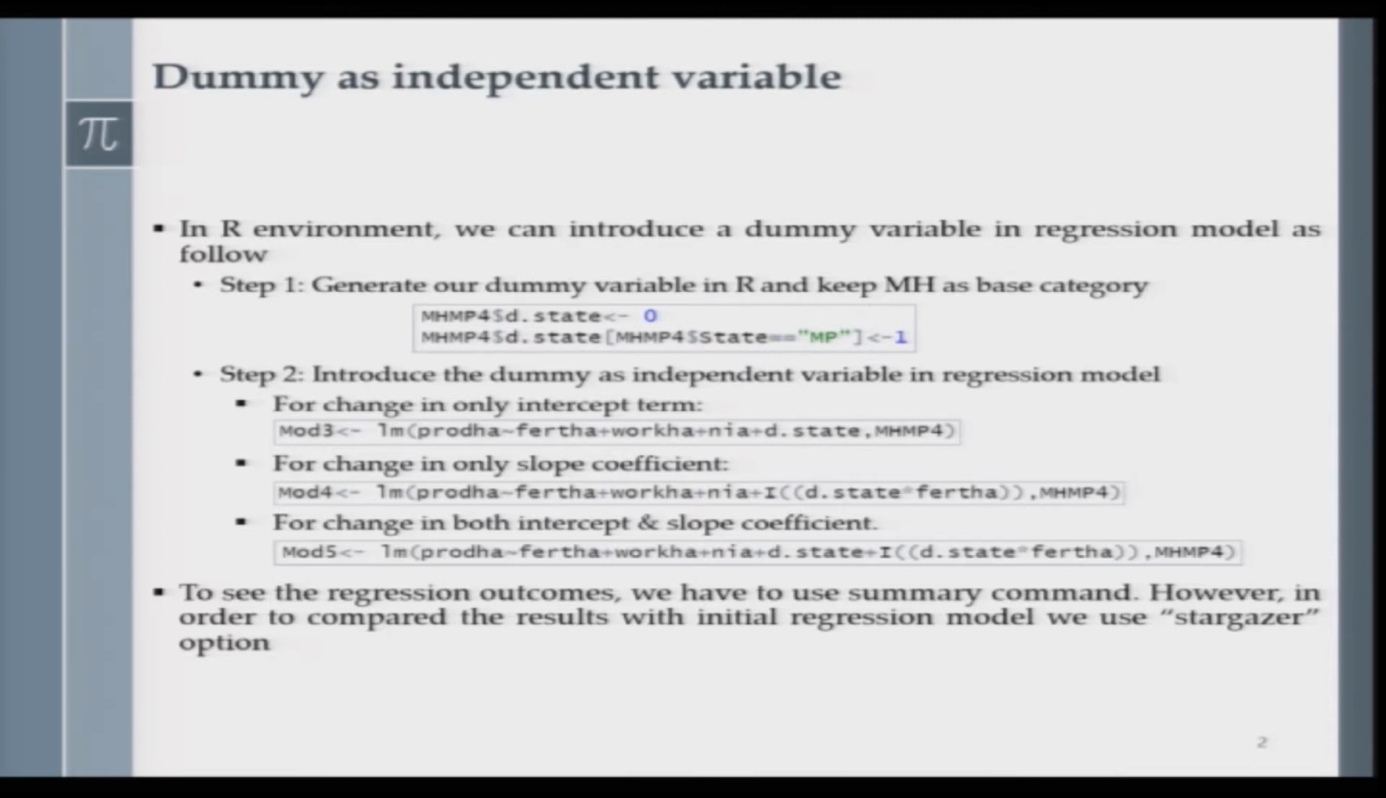Now in step 2 you have to introduce the dummy variable as the independent variable in the linear regression model. There could be three different ways to make use of an indicator or dummy variable in a linear regression setup. If you remember the theoretical discussions that we had in the course, a dummy can play three types of roles.